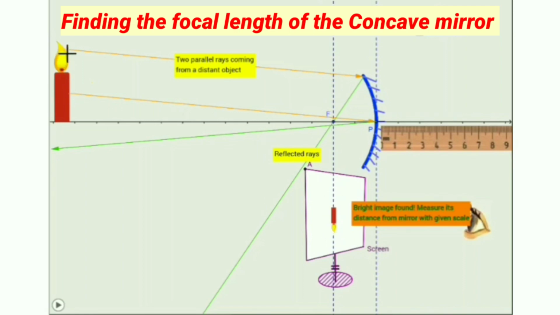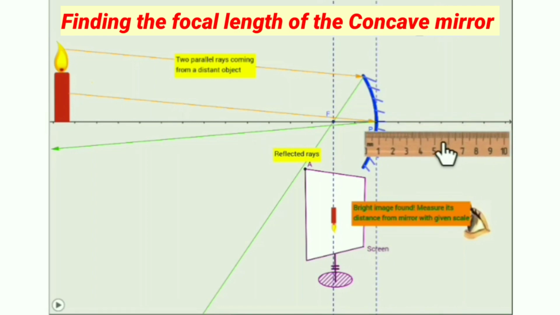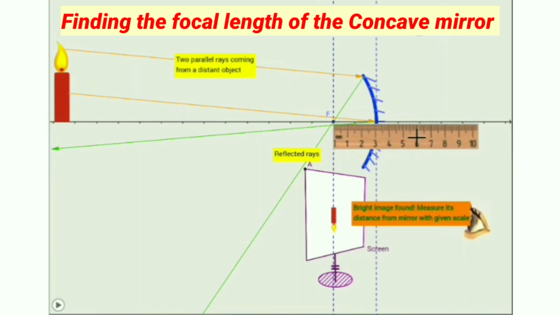Similarly, as we discussed in our theory, light rays coming from the distant object reflect back and meet at the focal point, at this point. Now measure the distance between the concave mirror and the screen with a meter scale. By taking the meter scale, we measure the distance between the image and the pole P of the mirror. This distance is around 3 centimeters.